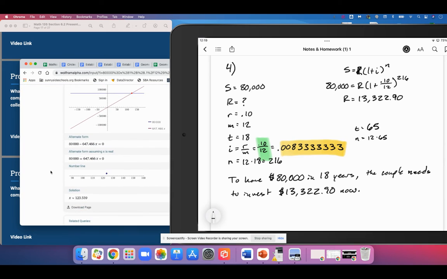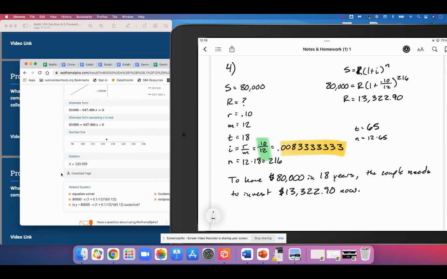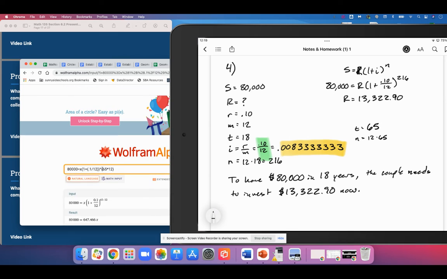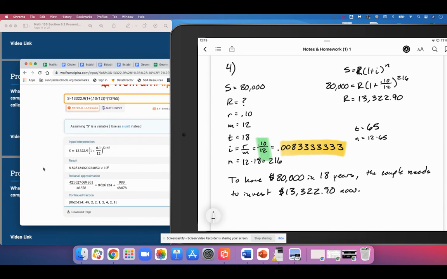So if the parents put that, oops, I set this up incorrectly. Let's do this differently. Let's say that the parents left that $13,322.90 in the account for 65 years because the child didn't need it when they turned 18. This would still be the same. And then our N would be 12 times 65. Again, just playing around a little bit, everyone, going freestyle.